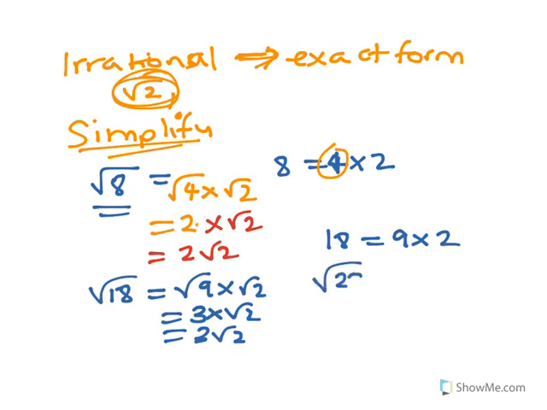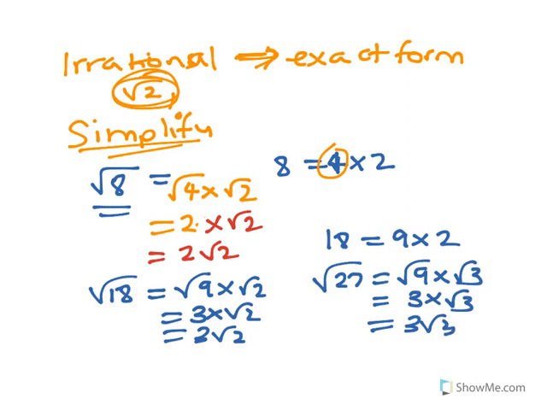Let's look at root 27. Root 27 would be root 9 times root 3. The square root of 9 is 3, so 3 root 3. There, you're simplified. So now here we go.